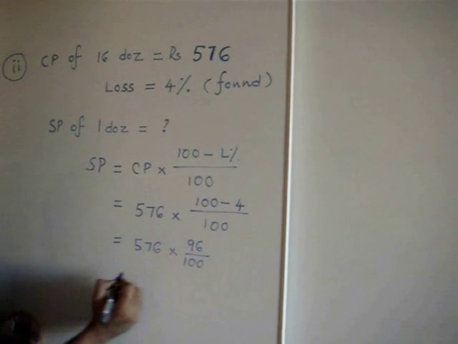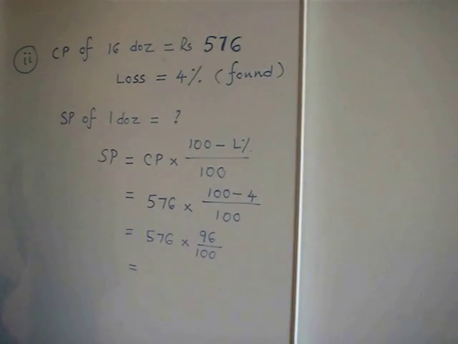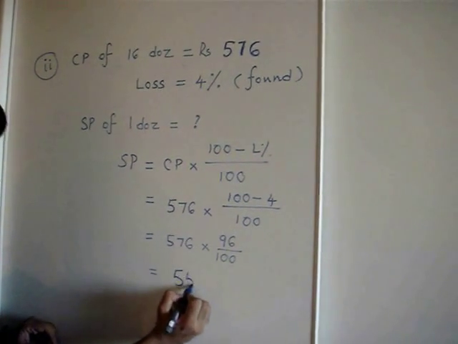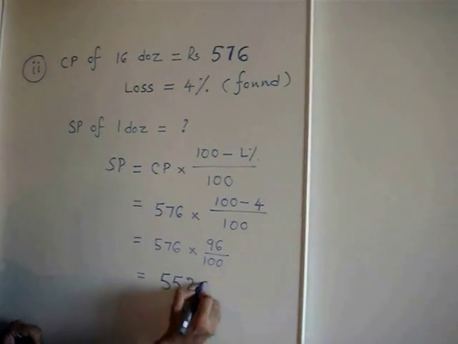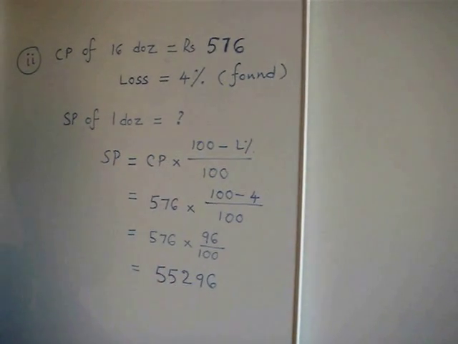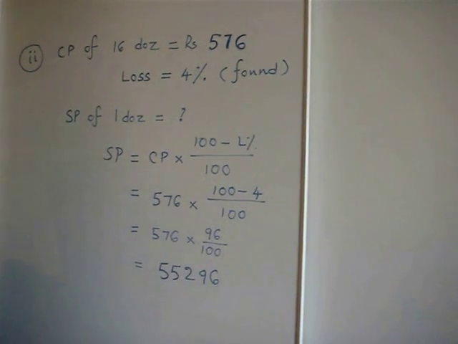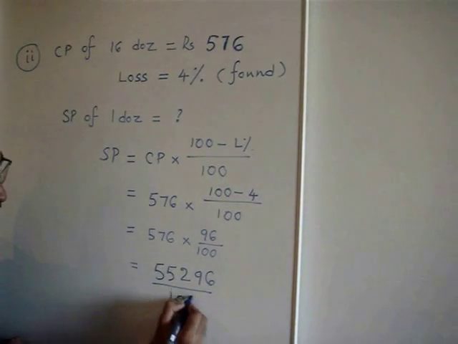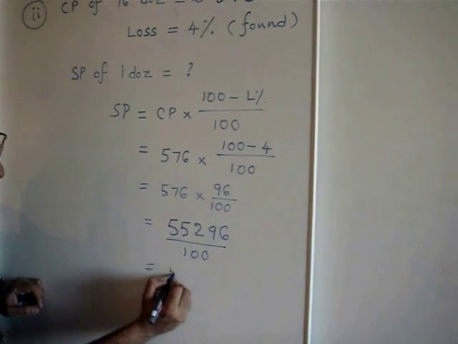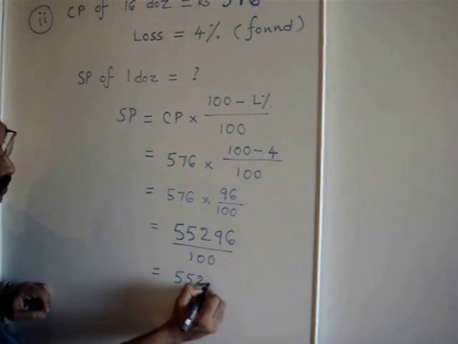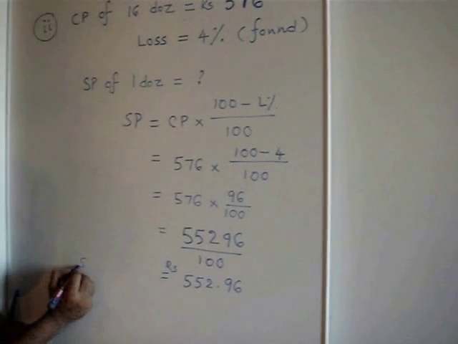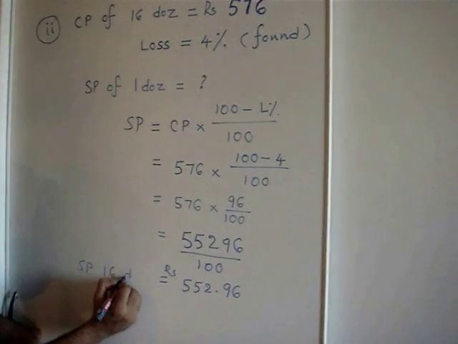Here we have to do the multiplication. If you multiply 576 and 96, it gives us 55,296 by 100. That means if you move the decimal towards left side 2 places, this is 552.96 rupees. This is SP of 16 dozen ball pens.